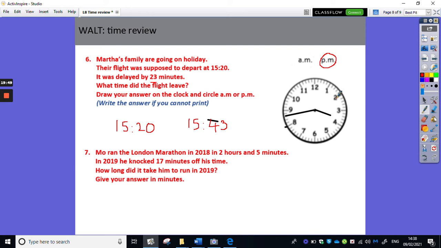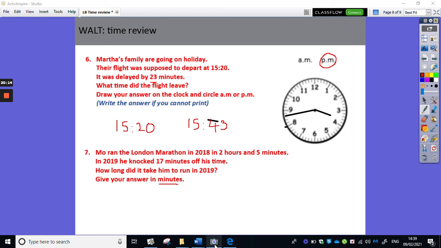Okay, let's go through this last question together. So I know that 2 hours and 5 minutes was his original time, and then he's knocked off 17 minutes. So you need to give your answer in minutes this time. Hopefully you've managed to read that. A little bit trickier, so let's just take that through together.